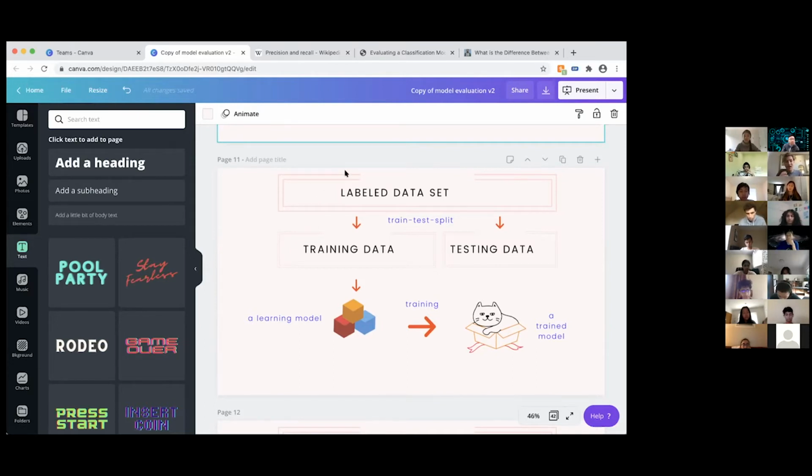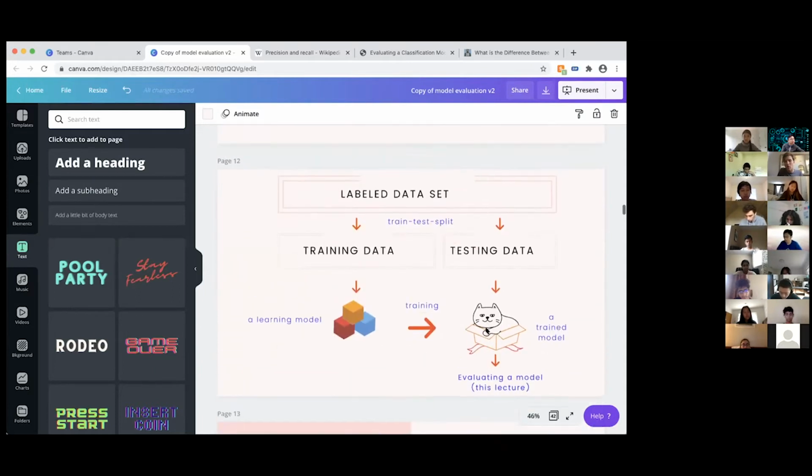So to take that from a specific example to a general one, we'll have our labeled data set. We're going to split it into our training data and our testing data. With our training data, we might choose a learning model. For instance, we might choose something like a linear regression model or a random forest classifier. We'll train that model using our training data, and then we'll get a trained model. Once we have this trained model, we can evaluate the model. So once we have the model that we've trained, we can start to test it. How good is this model? Does it work? Does it work with images we've never seen before?